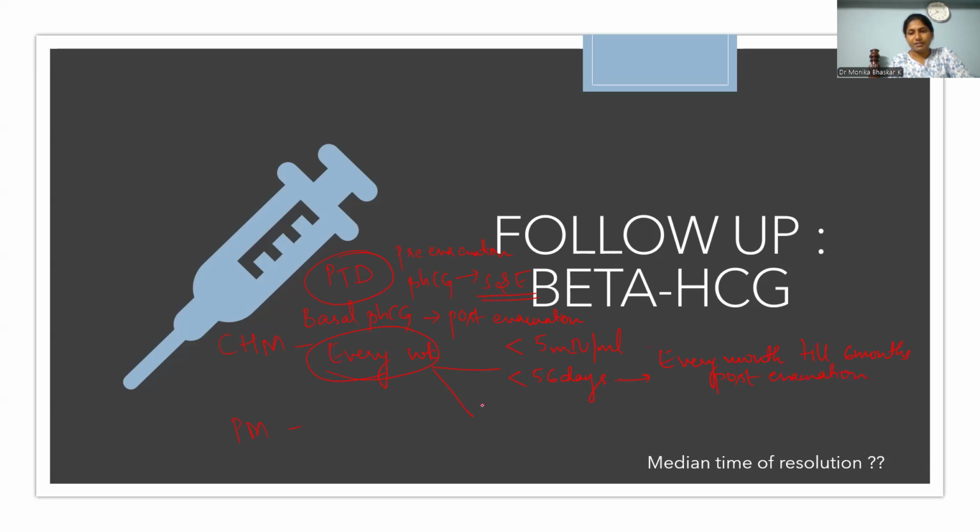If the beta HCG value does not come to normalcy within 56 days, that is 8 weeks, we have to repeat beta HCG every month till 6 months from the date of normalization of the beta HCG. So I will repeat again.